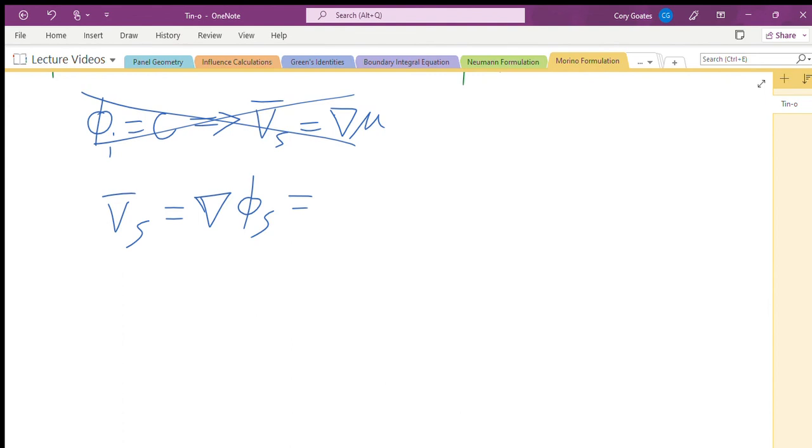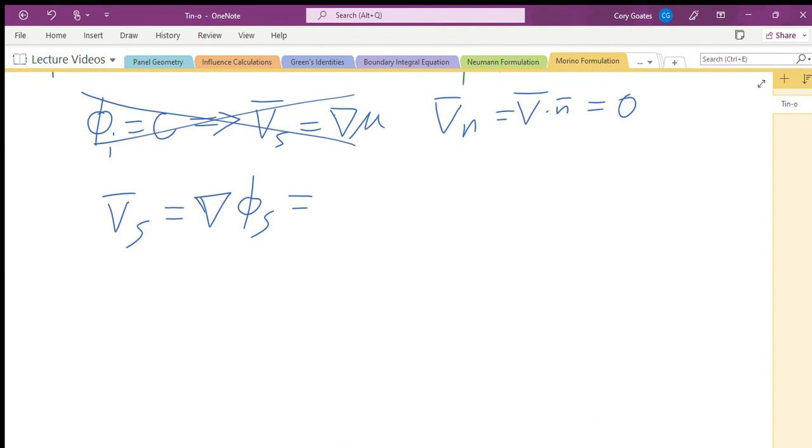perturbation potential. So V on the surface, and let's remember, and this will make our life a little bit easier, let's remember that we've already said V dotted with n on the surface is equal to 0. That's our zero normal flow boundary condition that we've enforced. Okay, so just remember that.